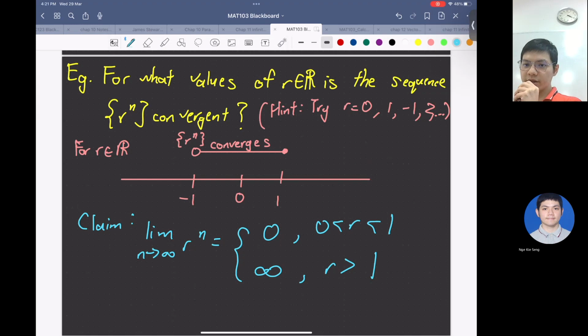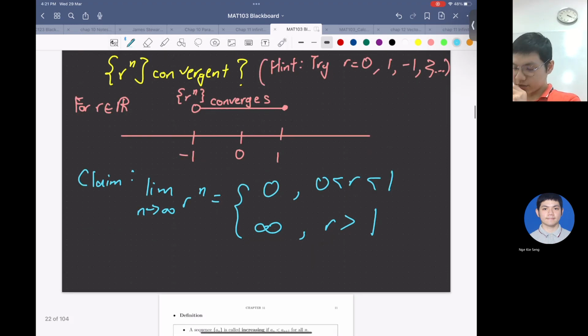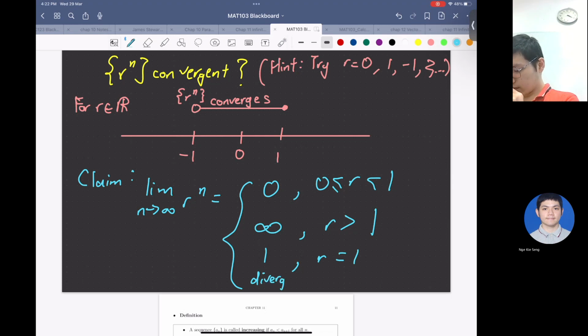Okay, so their category is like not infinity. Let me see how to say. Okay, let me write down first. So I cover 0 first. Let me put here equal 0. And then I add more stuff: 1 when r equals 1, and then maybe I don't put infinity.